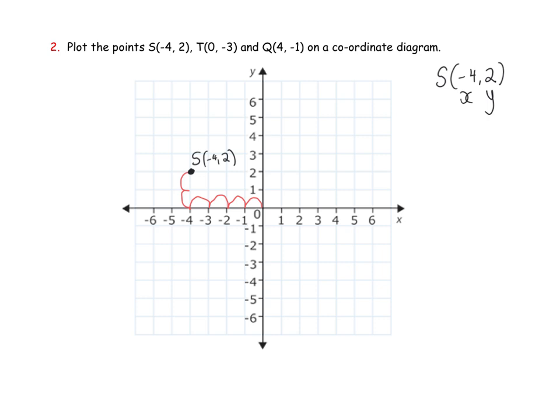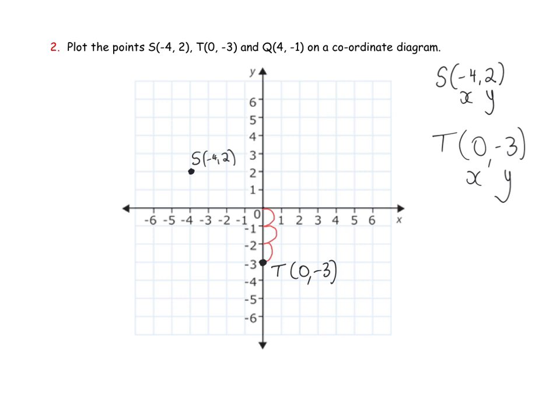And I'm going to just rub out the rough work I have there. The next point we have is T, which is (0, -3). And this is our X, and this is our Y. So for this, X is 0, so it stays here at the origin. And then Y is -3, so we're going to come down 1, 2, 3. So this then is our point T, which is (0, -3).